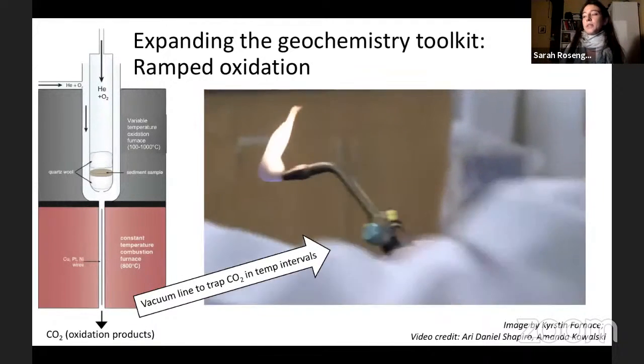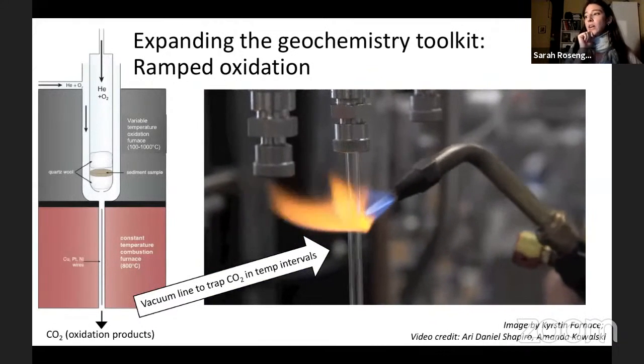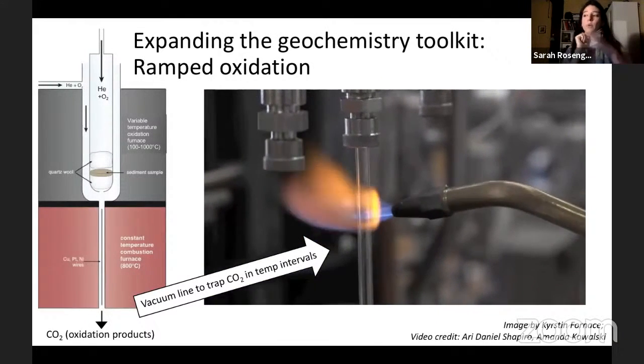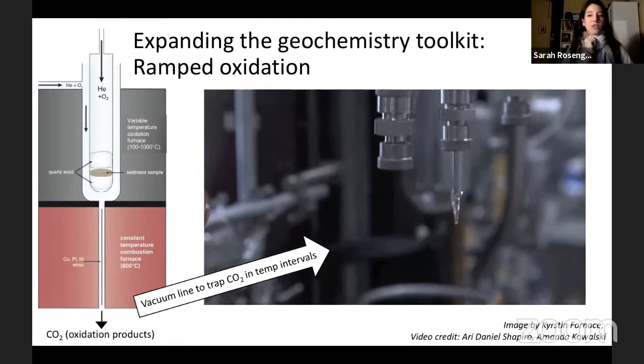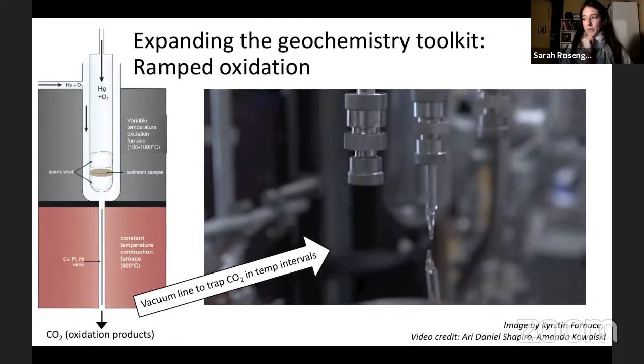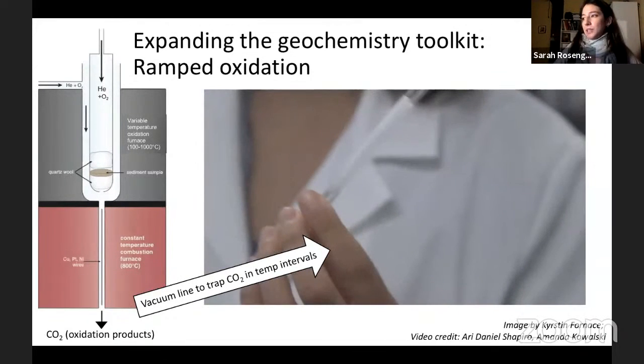And so that's an example I'm showing here of how we're trapping one sample, one fraction of organic carbon that's come out at specific temperatures. And in that gas, we can look at the isotope composition of that carbon pool that got mobilized, that got oxidized in that interval.